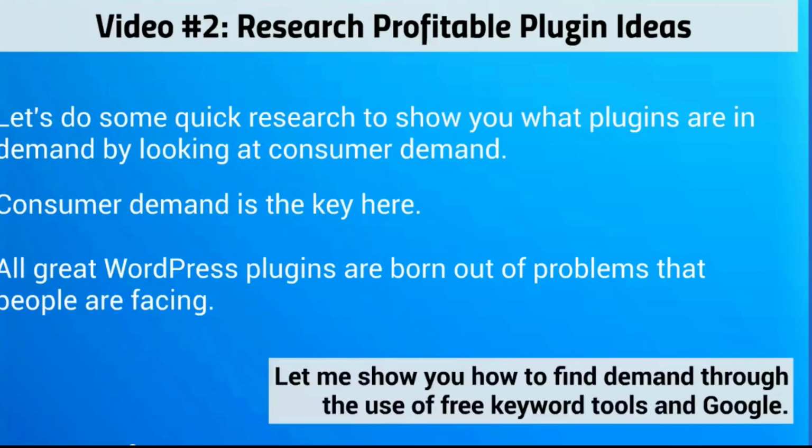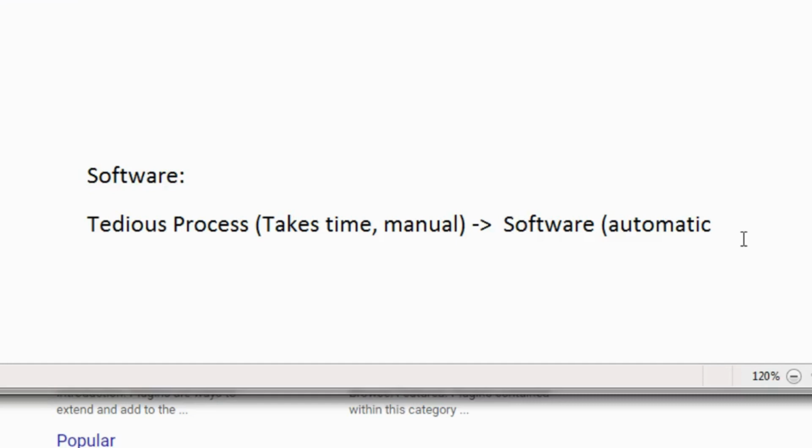So let me go ahead and show you how to find consumer demand through the use of free keyword tools and how to start with Google and research from that point on. Now, before I jump in and start talking about consumer demand or anything like that, I want to talk briefly about what you should be looking for as you're looking for the consumer demand. Obviously, when it comes to any type of software or WordPress plugin, what you're trying to look for is some sort of tedious process that takes time, and it's a very manual process.